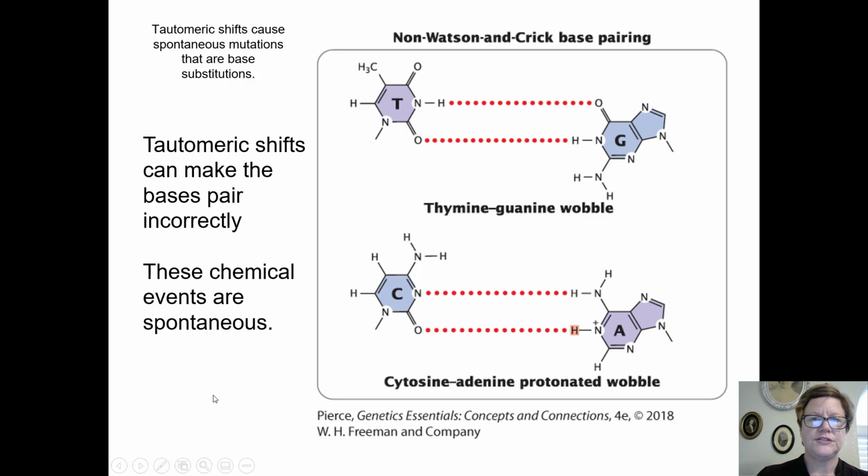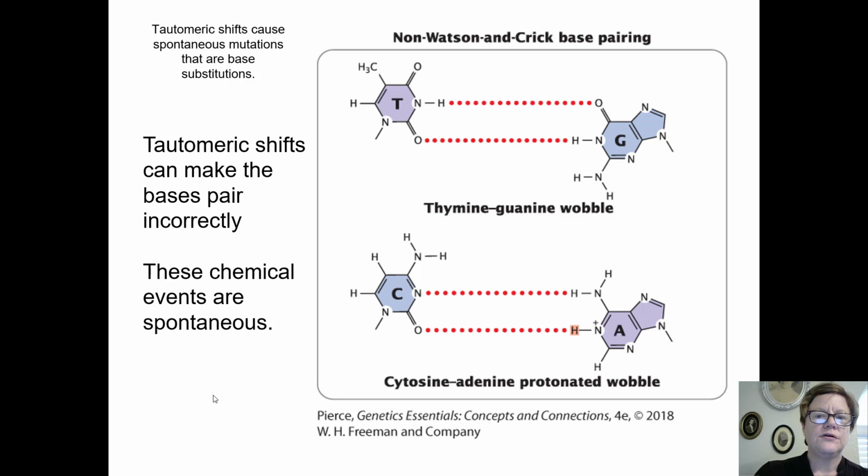So in this section, we're going to talk about how mutations happen at the molecule level and why that makes them become permanent, or how they become permanent, I should say, in the DNA.